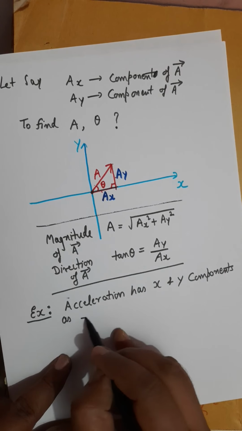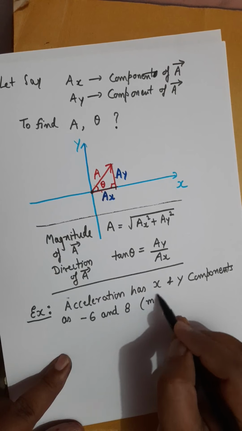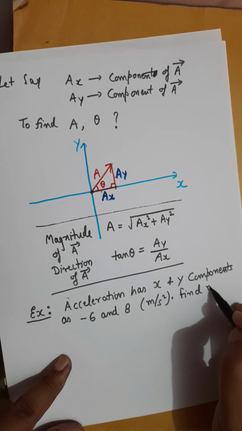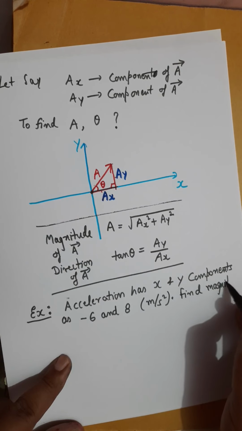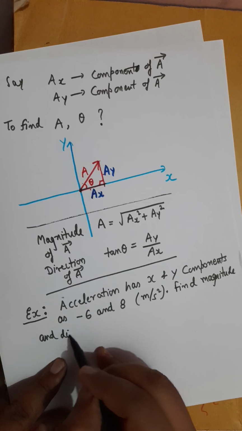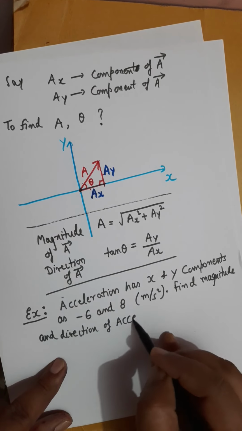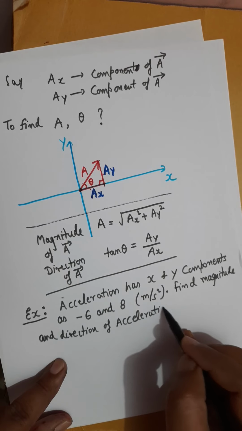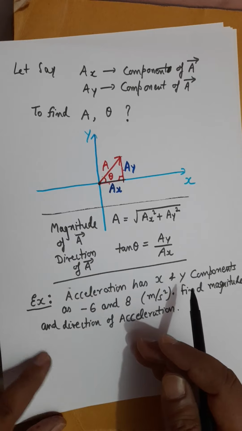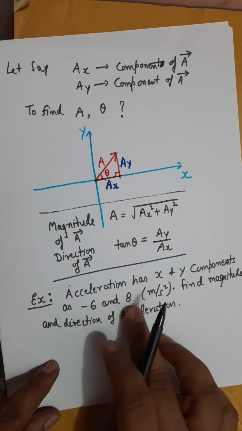As -6 and 8. Obviously the unit should be meter per second square. And now the question is, find the magnitude and the direction of our acceleration vector, right? This is the same example, but this was in the alphabetical form, and now we are dealing with numerical values.